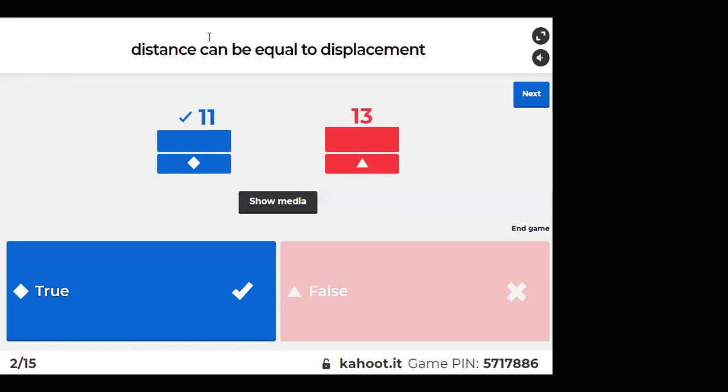Guys, it is true, na? Again, see this. If an object moves in a straight line in the same direction, in that case distance and displacement are equal, right? And we studied that distance is greater than or equal to displacement. Yes or no? Greater than or equal to, because if it is in a straight line, it will be equal.